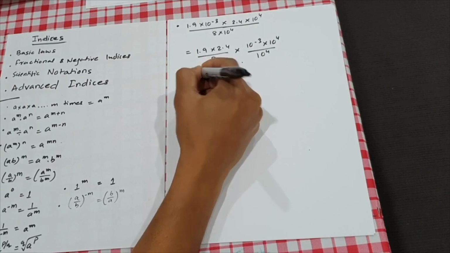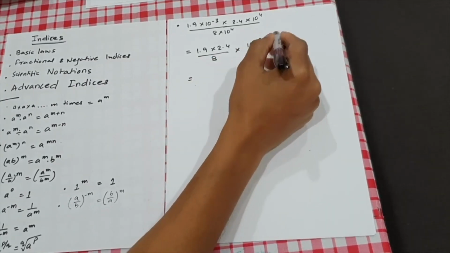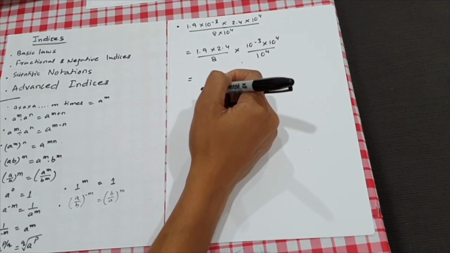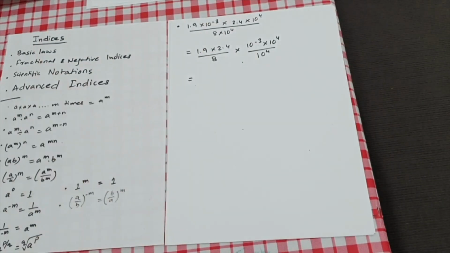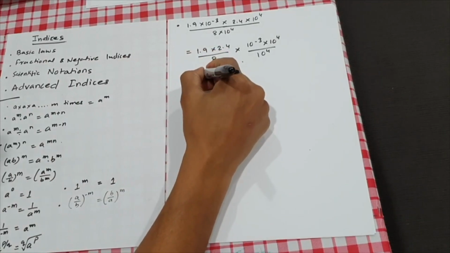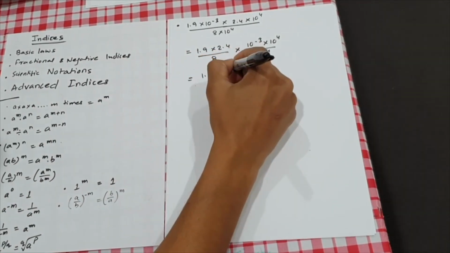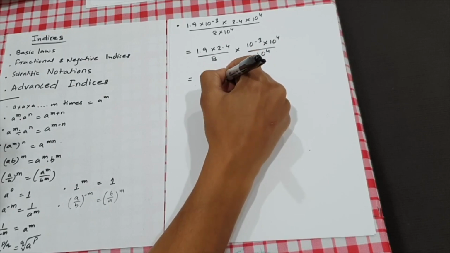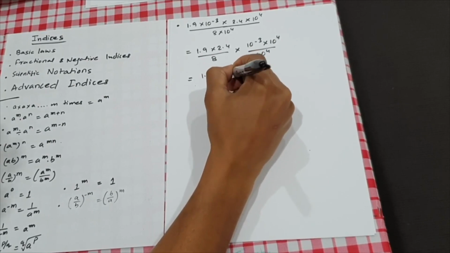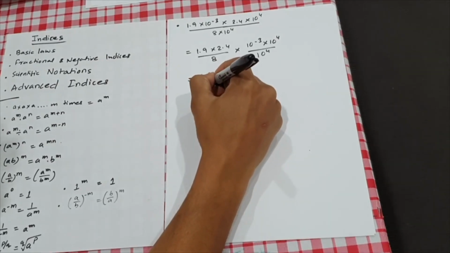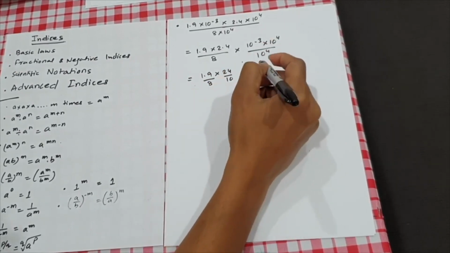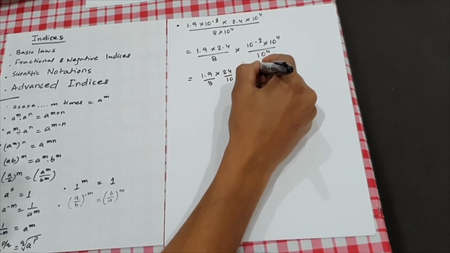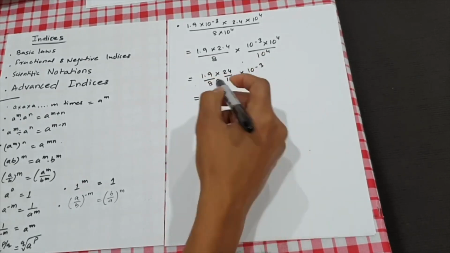Okay, these get cancelled out. Now if you want to do the multiplication of this, we can write this as 1.9 into 24 by 10, and this is 8 here, right? What I have done is 1.9, I have done 24 by 10 because I know these things get cancelled out, and then this is 10 to the power minus 3. You don't miss anything. This gets cancelled.